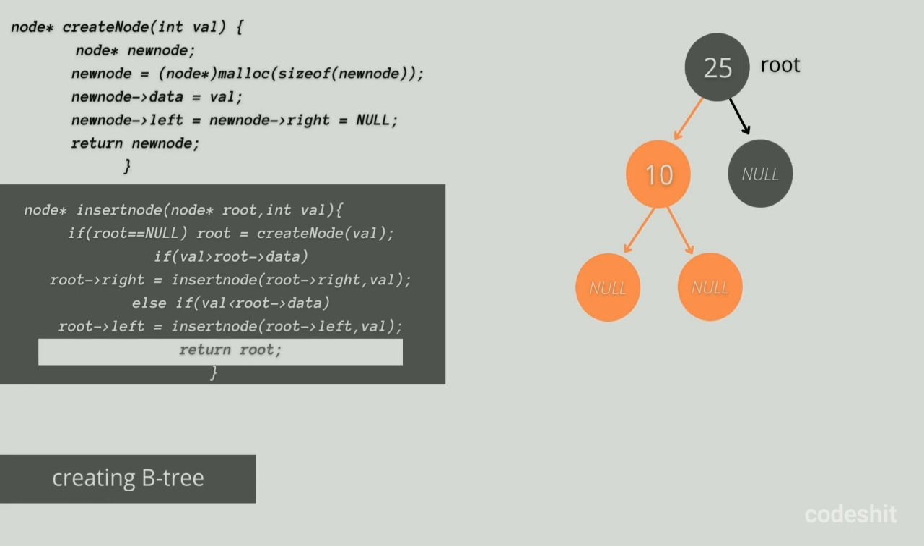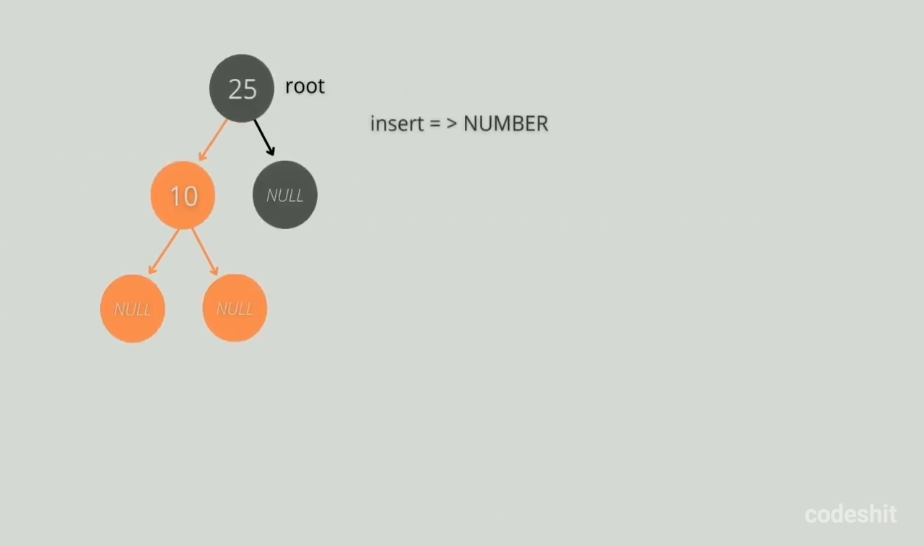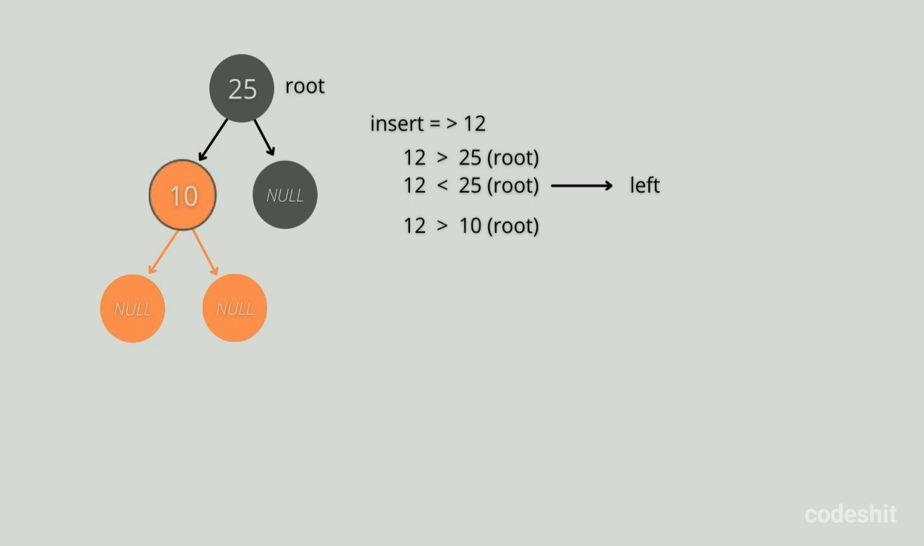And finally I'm going to return this complete root. So what basically I'm doing here, for example, I want to insert the number 12. First check, is 12 greater than the root node? No, it is not. Then check, is 12 less than the root node? Yes, it is. Then go to the left part and again check, is 12 greater than 10? Yes, it is greater than 10. Go to the right side and then check, is the address null at this part? Yes, it is null. Then create a node here.